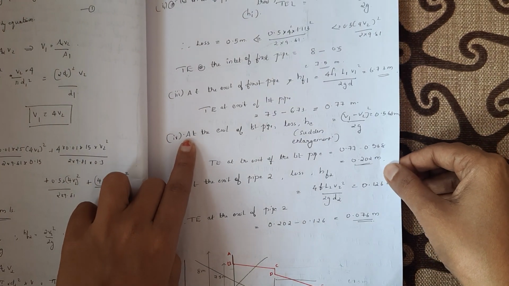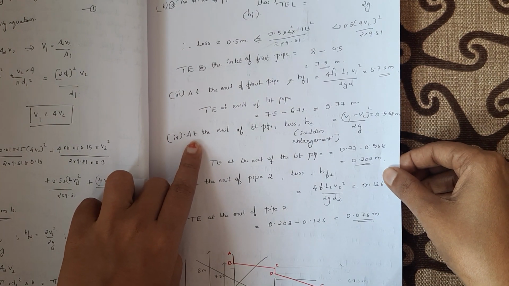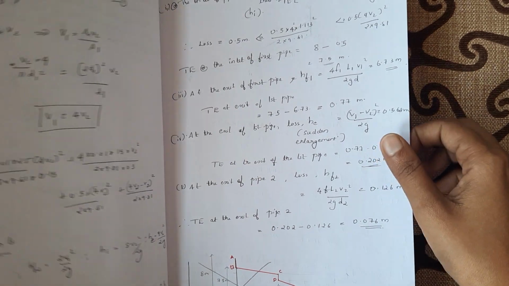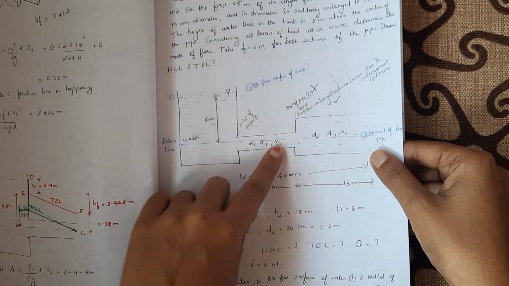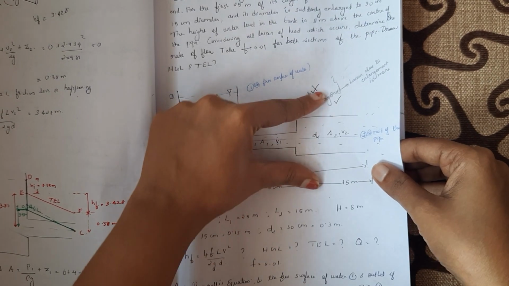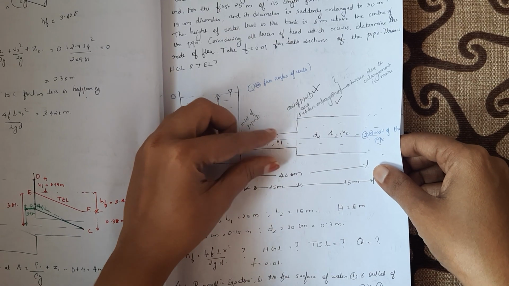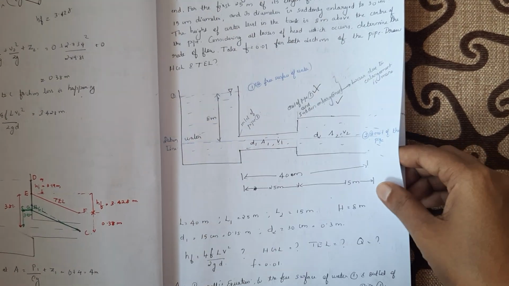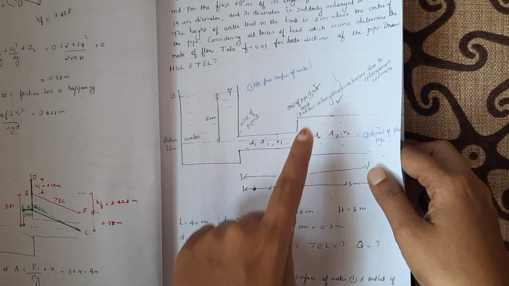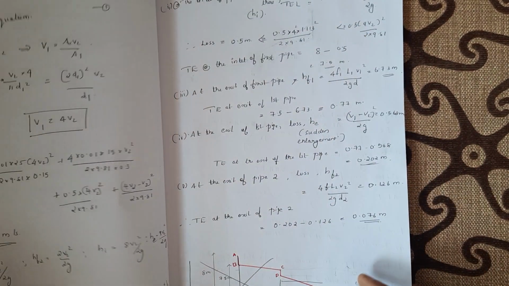At the exit of the first pipe itself, there is a sudden enlargement loss also, isn't it? That is, at the end of this pipe, it is suddenly enlarging, or its diameter is being doubled. So there is a sudden enlargement of the pipe. Therefore, there will be losses, that is, minor loss due to sudden enlargement.